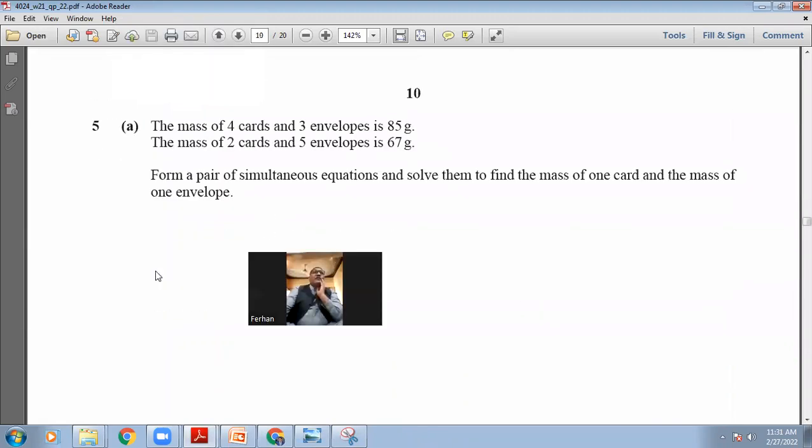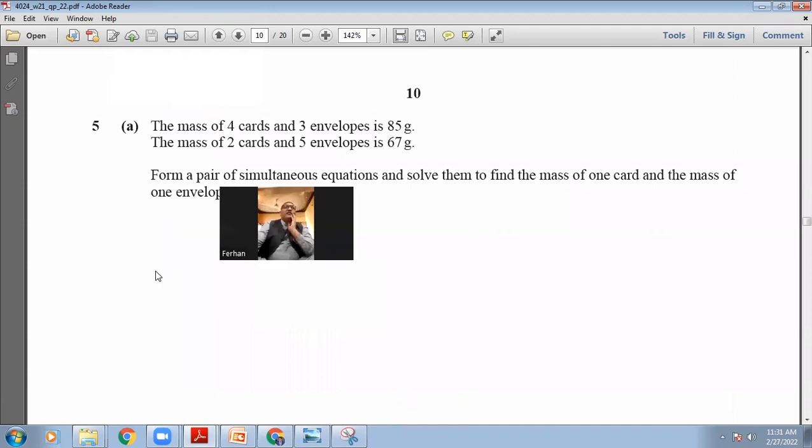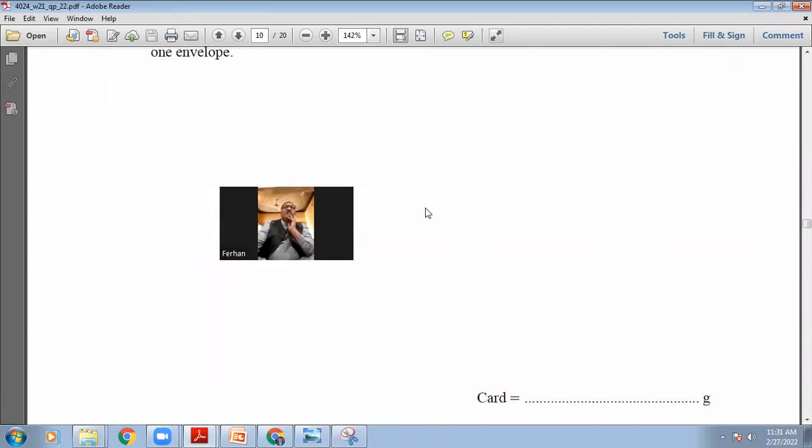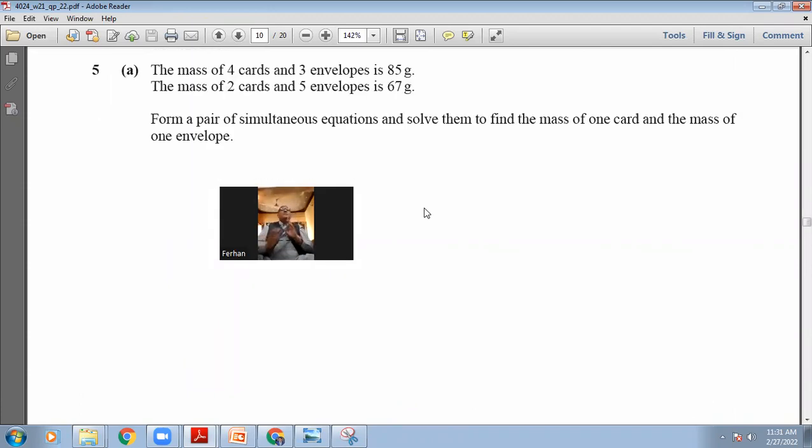The next question coming up on your screen is a 4-mark question, cards and envelopes. The mass of 4 cards and 3 envelopes is 85 grams, and the mass of 2 cards and 5 envelopes is 67 grams. Form a pair of simultaneous equations and solve them to find the mass of 1 card and the mass of 1 envelope. Okay, it's a question on simultaneous equations, a 4-mark question.